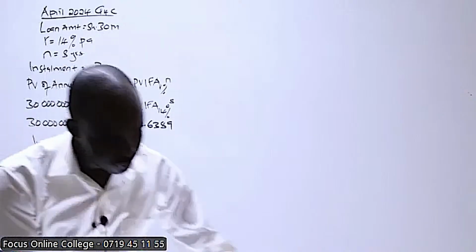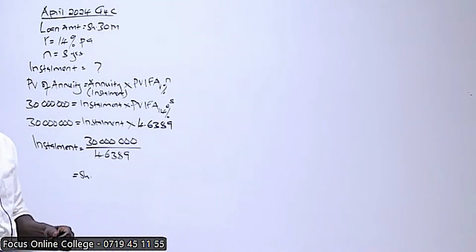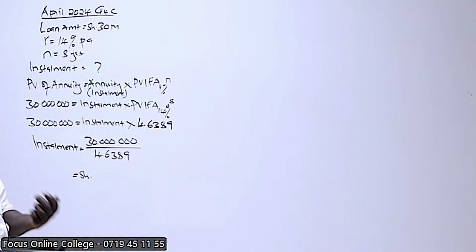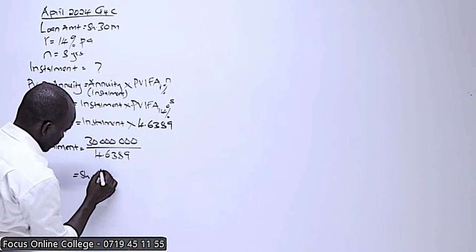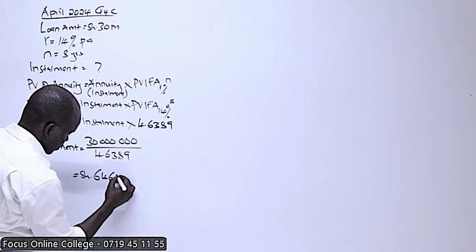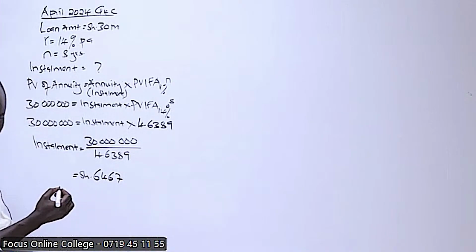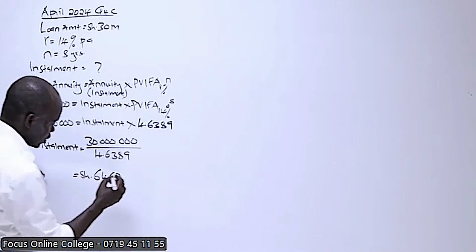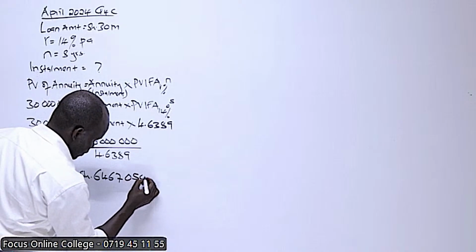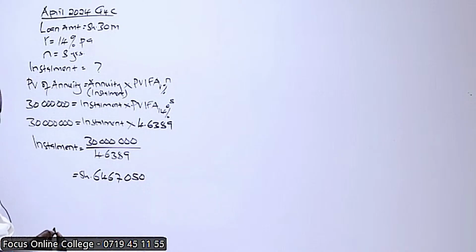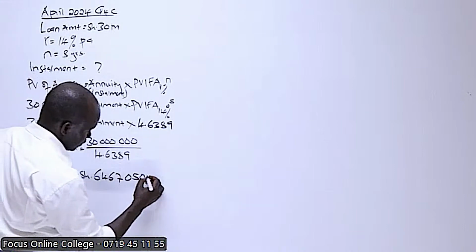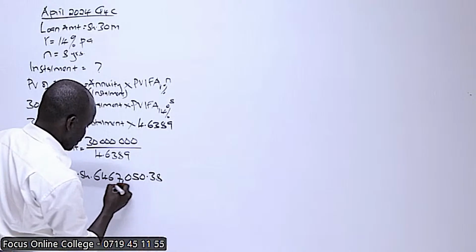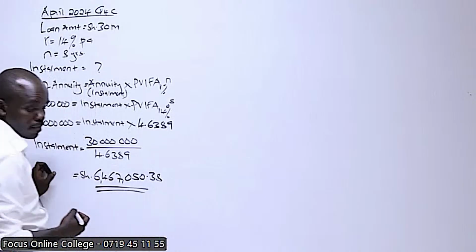Oh, 64. 60. Priska, what is 73.82? 64, 67, 050. 0.38. 73.82 is what?